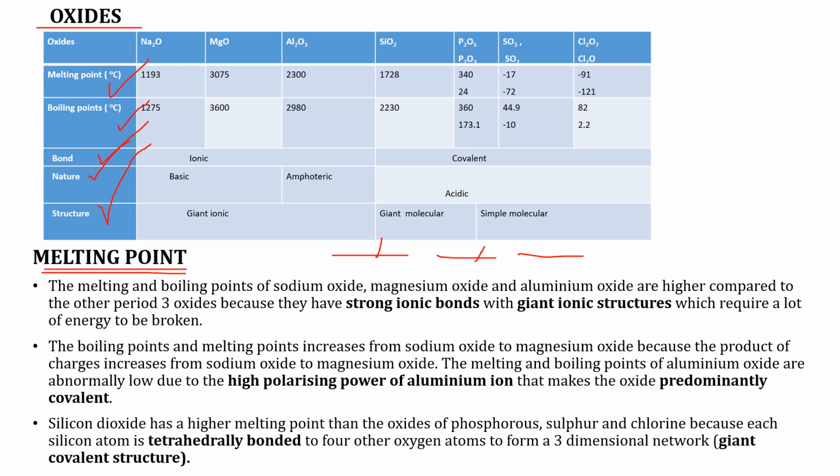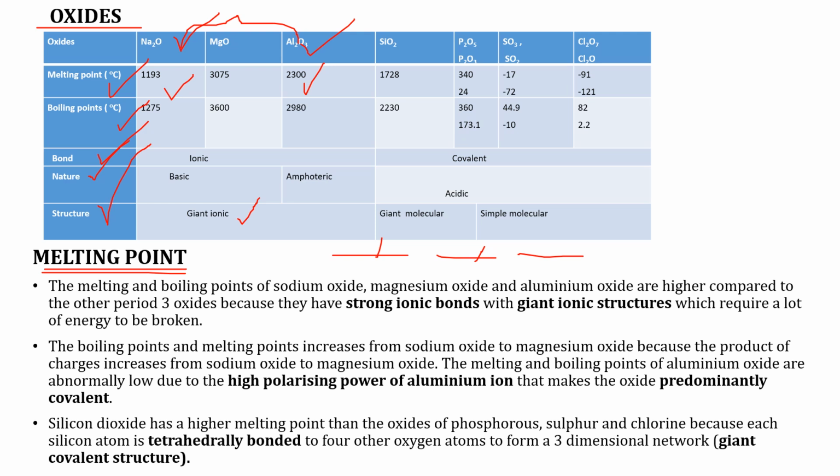That's why you're going to see that from sodium oxide to aluminium oxide, all of these have giant ionic structures. By giant ionic structures, what determines them? You're going to find that giant ionic structures are affected by the product of charges. So we expect an increase. We are seeing an increase in melting point from sodium oxide to aluminium oxide. And why is that the case? Reason being, there are two reasons.